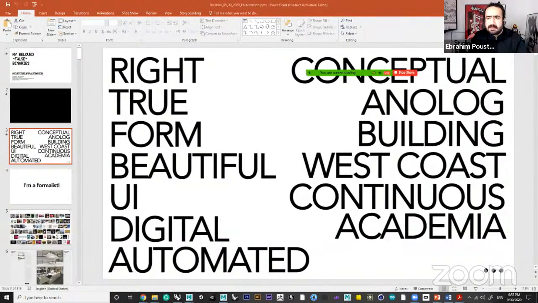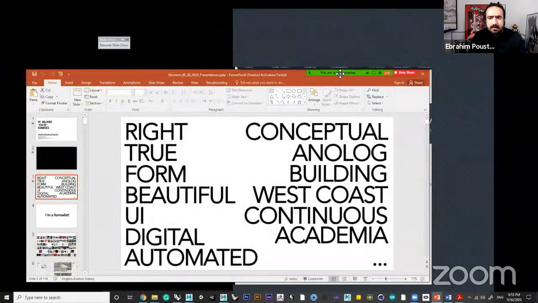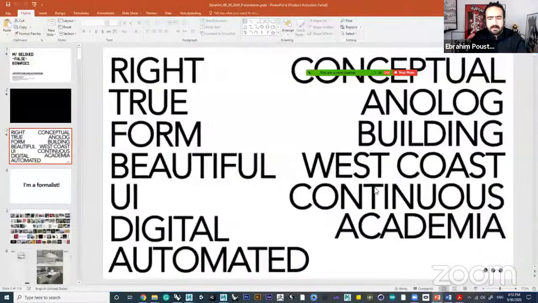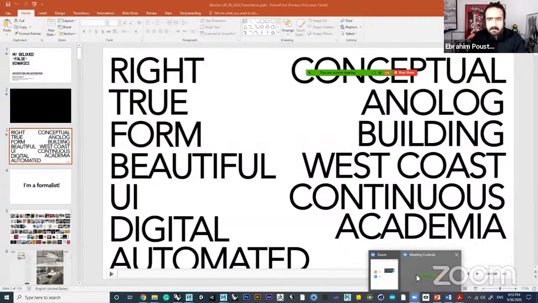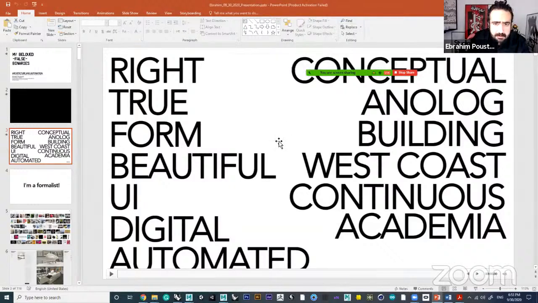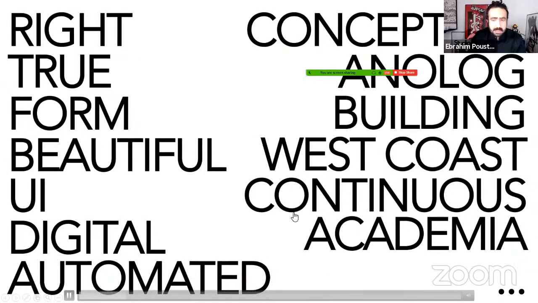Let me see what's going on. So do you see the screen? I feel that it is not being shared, but if it is, can we see? Okay, so I don't see anyone, which is kind of awkward. Anyways, I'll keep going.